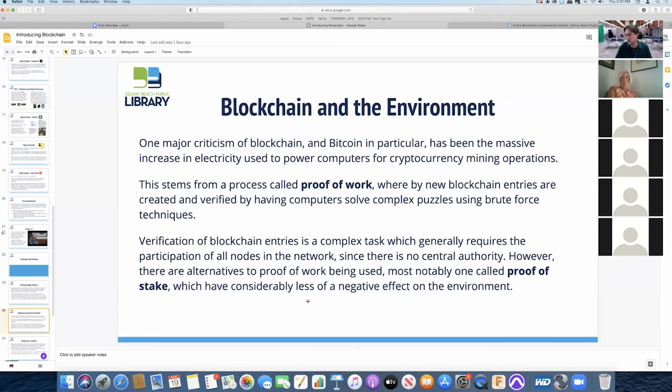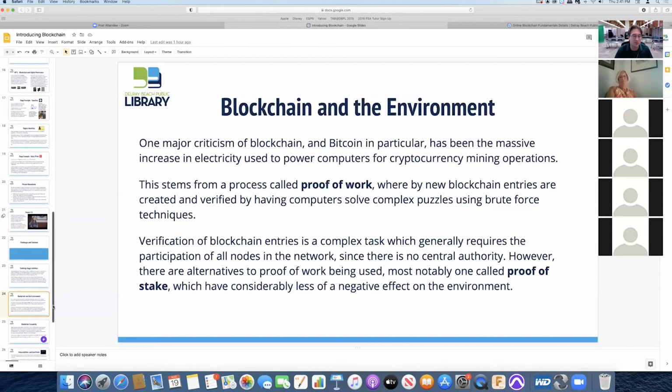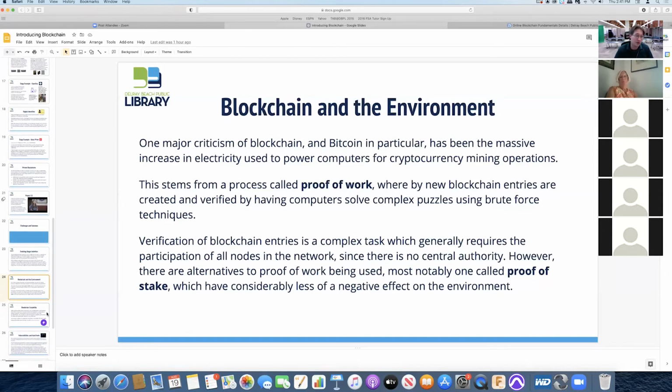With proof of stake, instead of it being a contest of computing power, it's more just a question of who has the most cryptocurrency staked in the project. So then people are chosen at random to validate the blockchain. It's a different process, which is a lot more environmentally friendly.